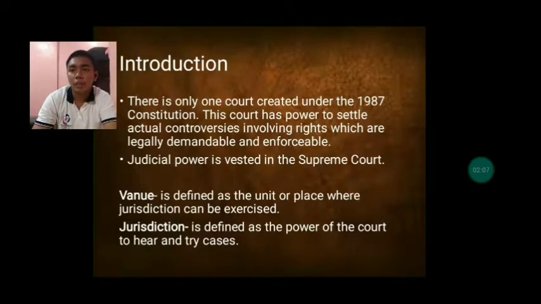So, let's proceed. Introduction. There is only one court created by the 1987 Constitution. This court has the power to settle actual controversies involving rights which are legally demandable and enforceable. It is the Supreme Court.